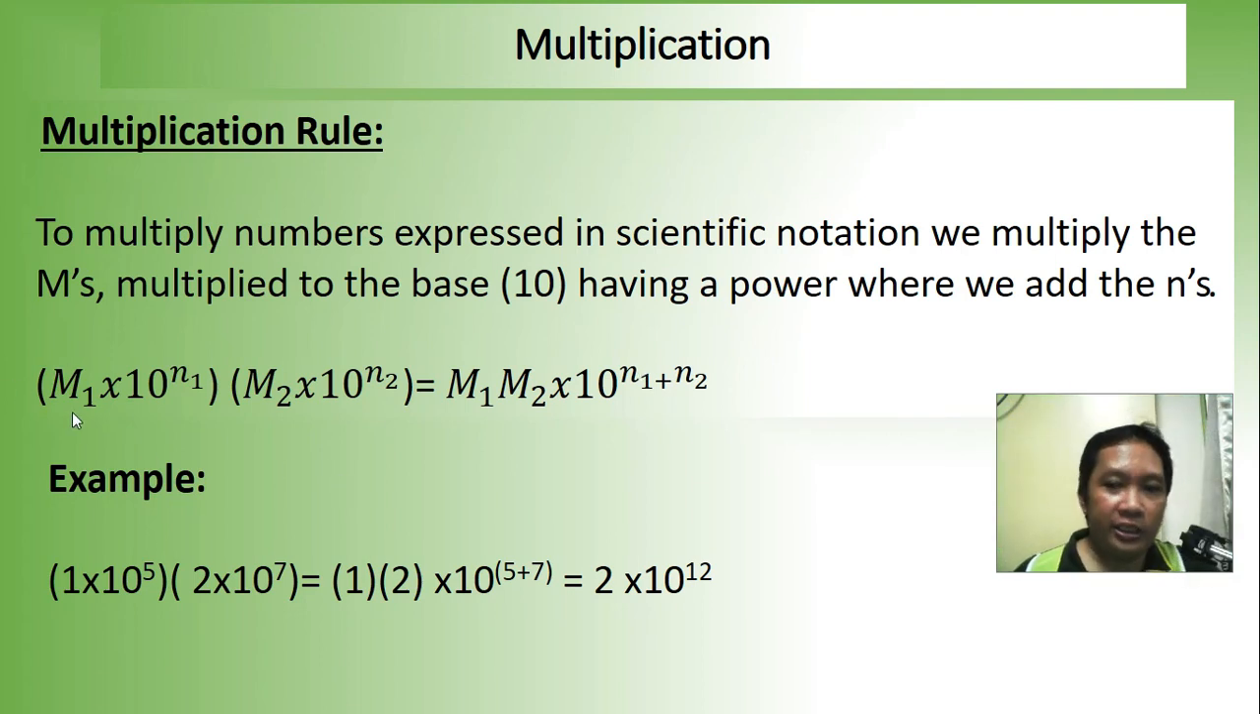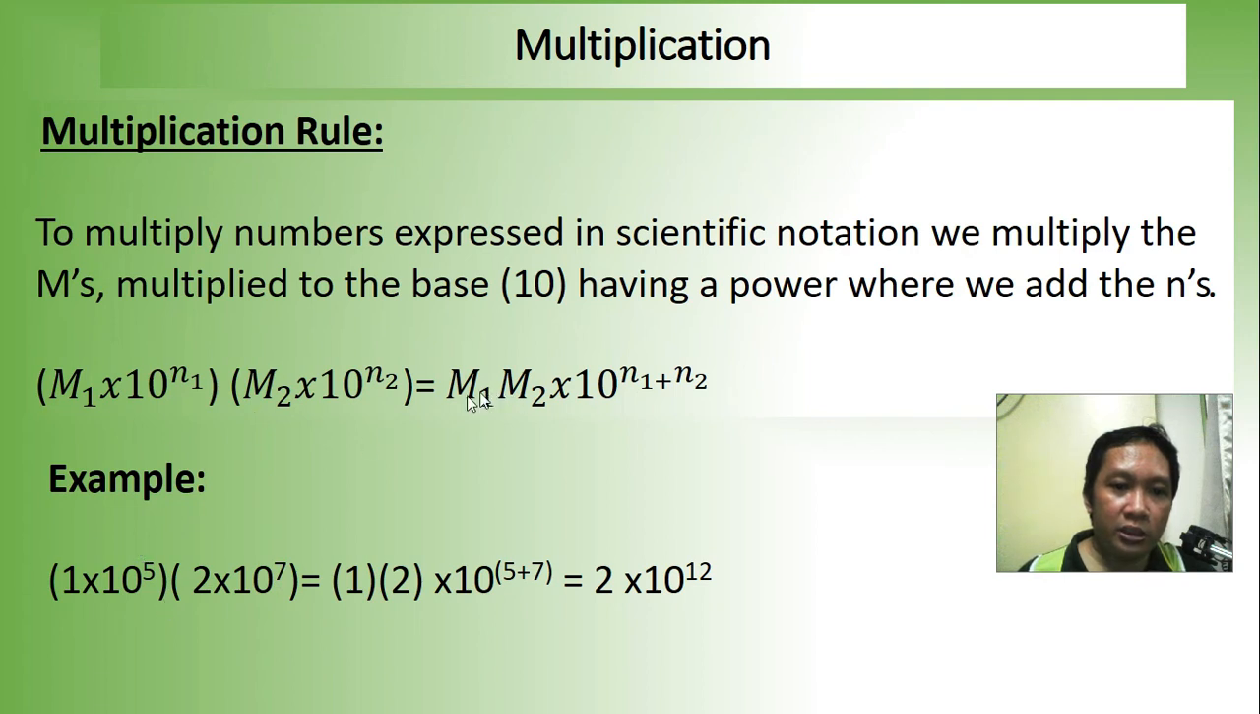Okay, for example here, we have this one, 1 times 10 to the power of 5. So m1 is 1. We have the base 10, and our n1 here in this case is 5. We multiply that with another number expressed in scientific notation. We have 2 times 10 to the power of 7. This is our m2. This is the common base, and this is our n2, which is 7. So this is the format.